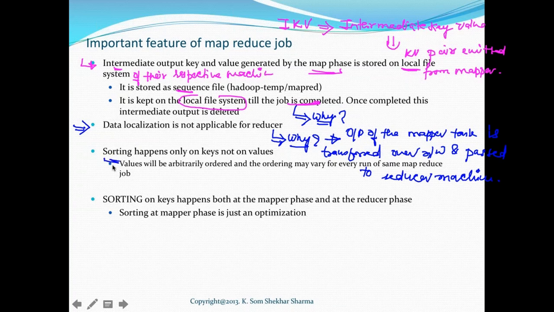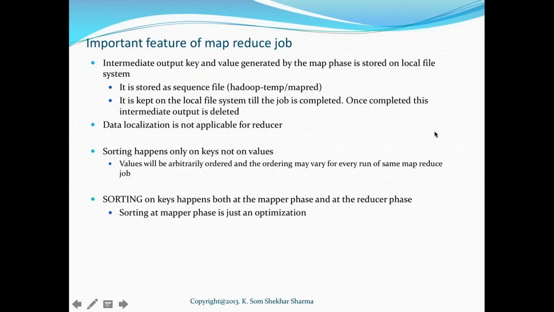Here it says that values will be arbitrarily ordered and the ordering may vary from every run of the same MapReduce job. What does it mean? We are talking about ordering here. The output of the grouping operation is a key and a list of values.